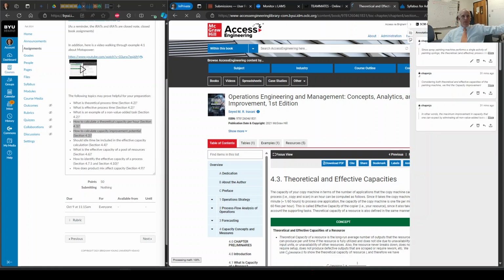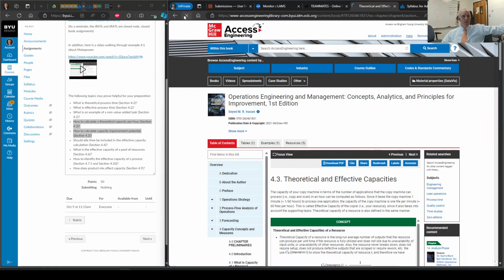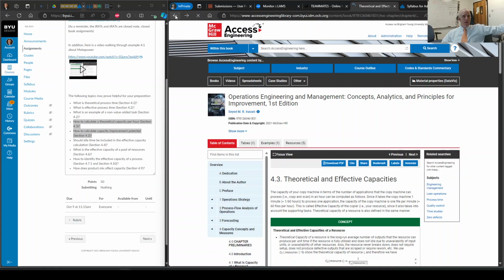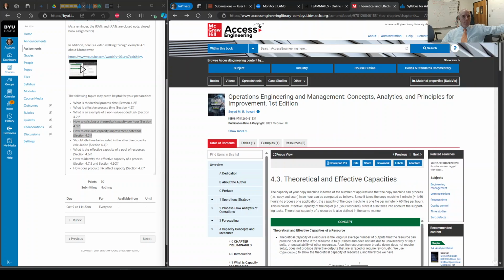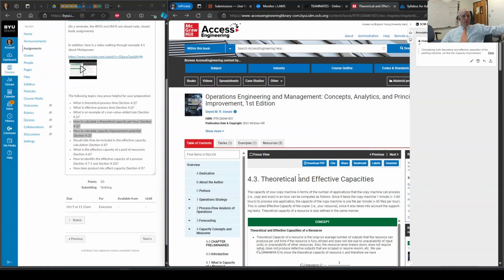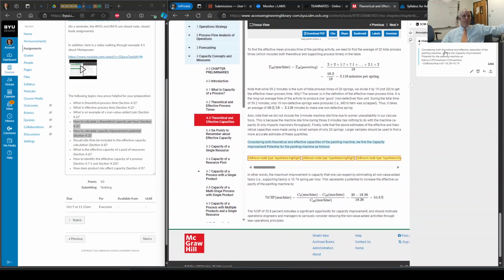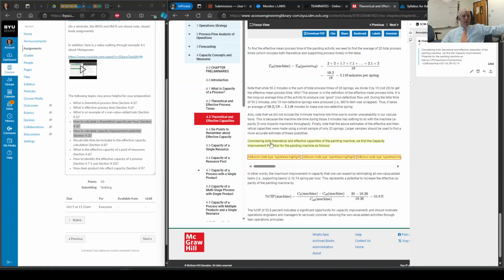So if I pull open my, oops, if I pull open my notes here, nope, not there. We'll go back. This section, section 4.3, talks about how to calculate the theoretical capacity per hour. We're also looking to calculate a capacity improvement potential. Down at the bottom is the capacity improvement potential, both the percentage as well as the actual number.